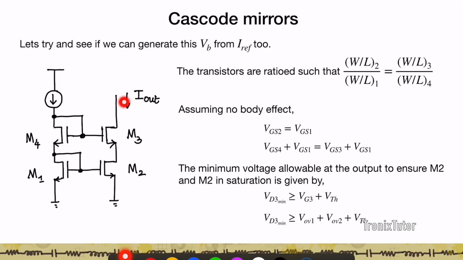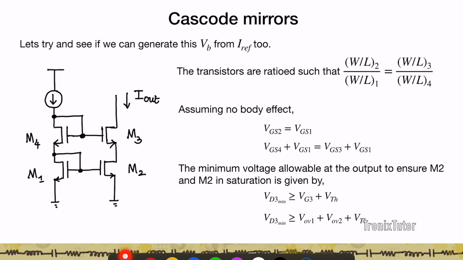That is because here the output node has to be such that we need to ensure both M3 and M2 are in saturation, which means that this node has to be at least a VT higher than this node, right? And therefore VD3 minimum is going to be VOV1 or VOV2 plus VOV3 plus a VTH, right? So you see that in such a case, a cascode mirror generally allows us much more stability than the previous case. It's going to come at a cost, and that cost is given by a slightly reduced output voltage swing.